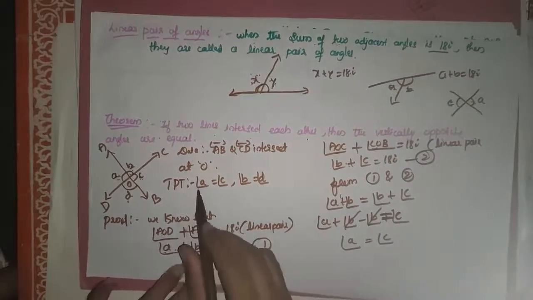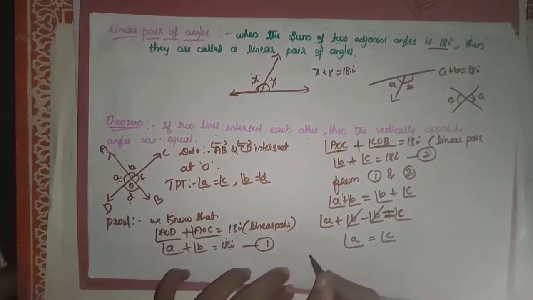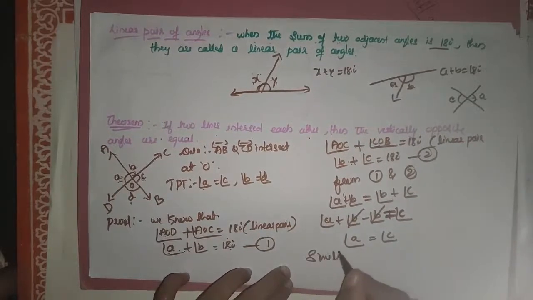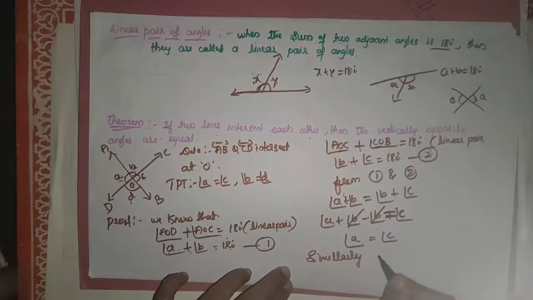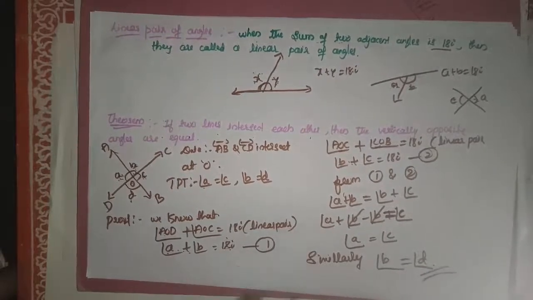So when we proved angle A equals angle C, that is, opposite angles are equal. Similarly, angle B equals angle D. Hence the proof.